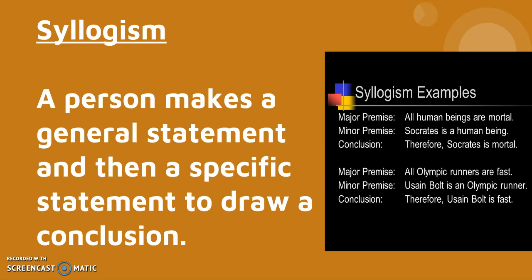I like the second one a little bit better, the idea that all Olympic runners are fast. Okay, well, what's that specifically? Well, Usain Bolt is an Olympic runner, so therefore Usain Bolt is fast. So if you take a look at the syllogism format, it's just to draw conclusions based upon something that you've observed generally and then something you've observed specifically and drawing a conclusion from that. To many of you, this will remind you of induction and deduction that we talked about a few weeks ago, but I do think that there's something to be said as far as the general premise and then the minor premise.